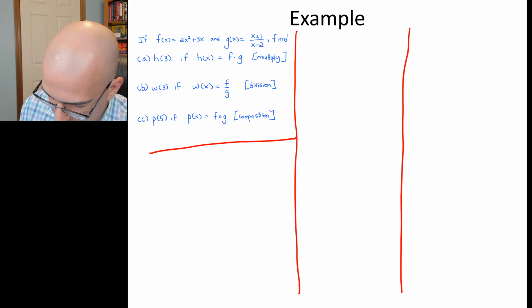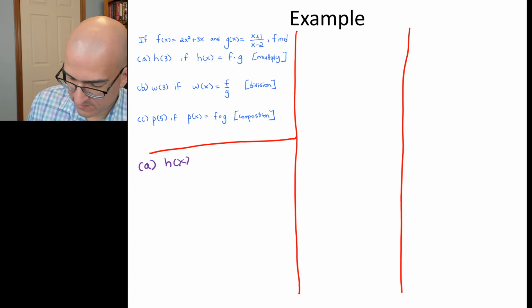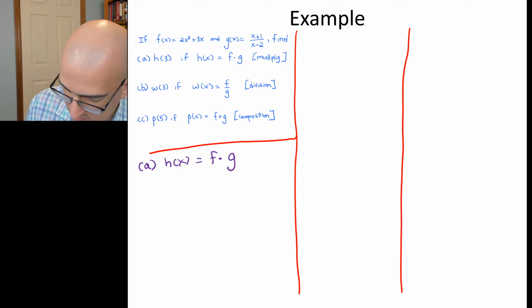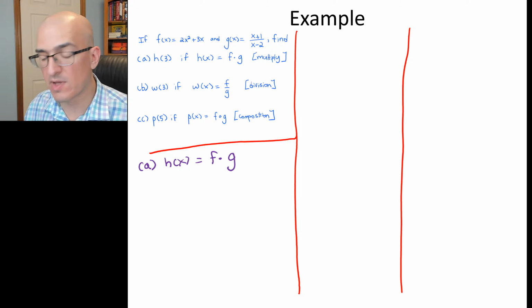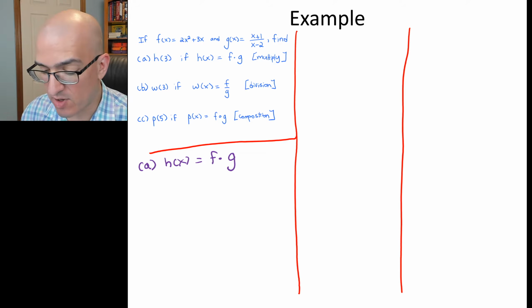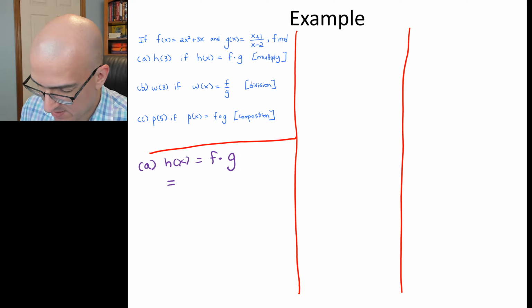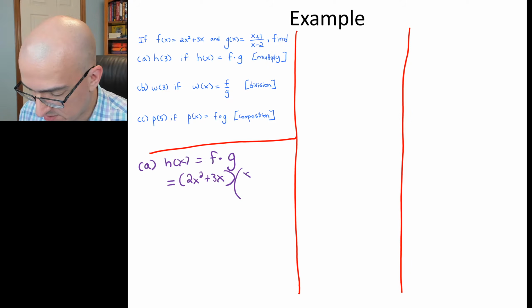So the first box would be for A. So it says that h of x is f of x times g of x. So that's a small dot, not a composition. In the brackets it says to multiply. If it was worded properly, it would say product. Find the product f times g. Okay, so I'm going to put them side by side. f is 2x squared plus 3x. I'm putting brackets around it because the entire thing has been multiplied by g. And then g is x plus 1 over x minus 2.